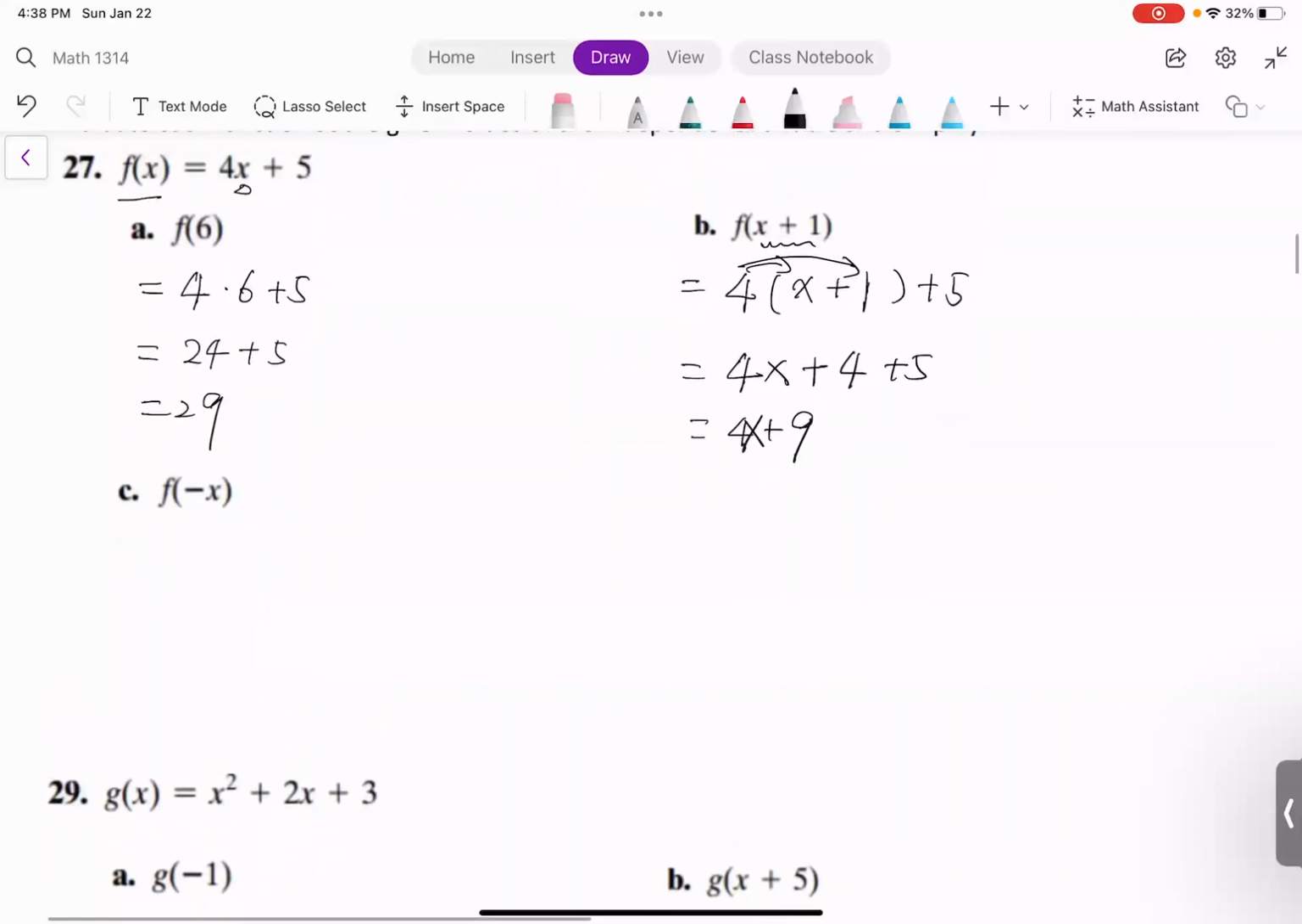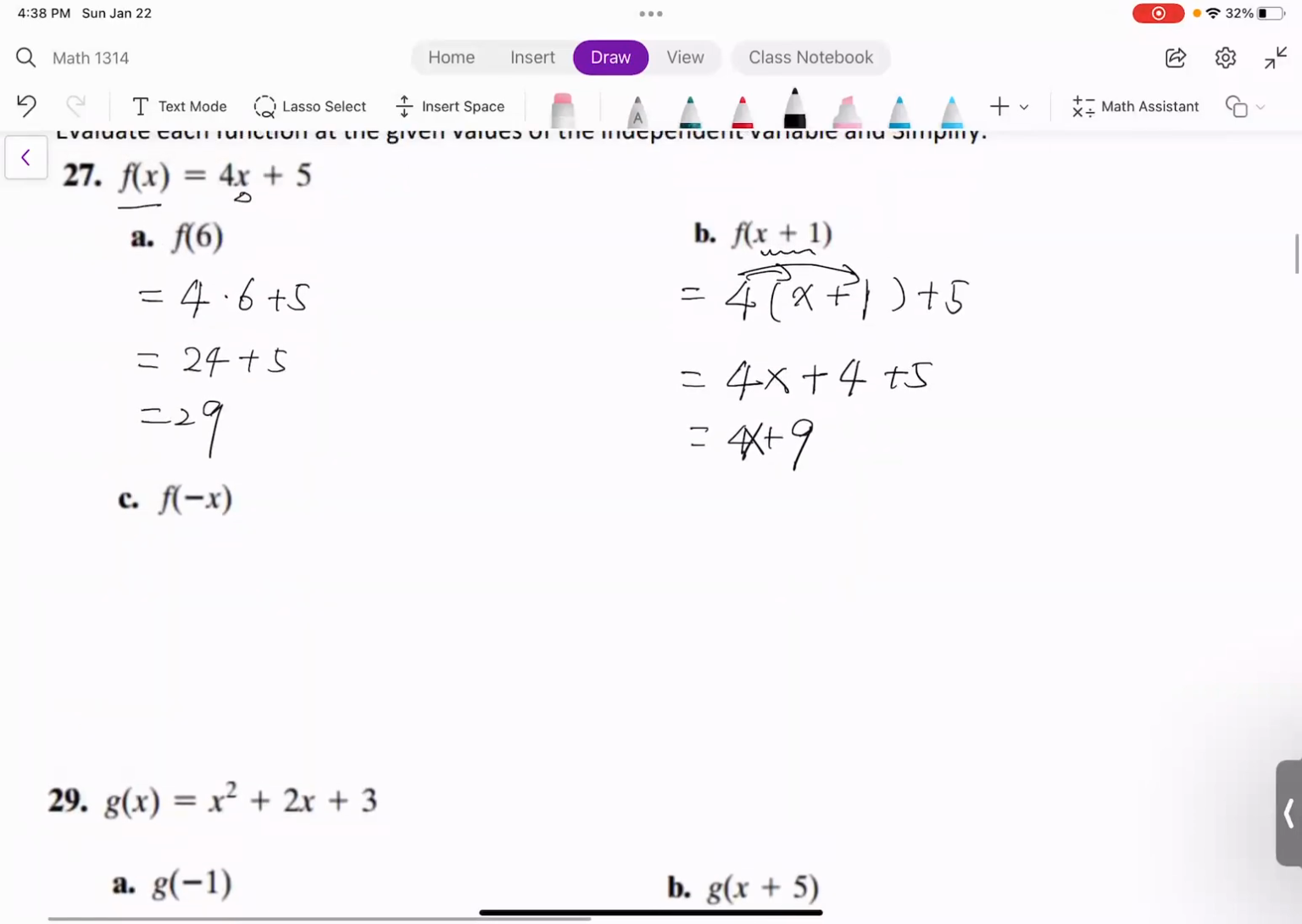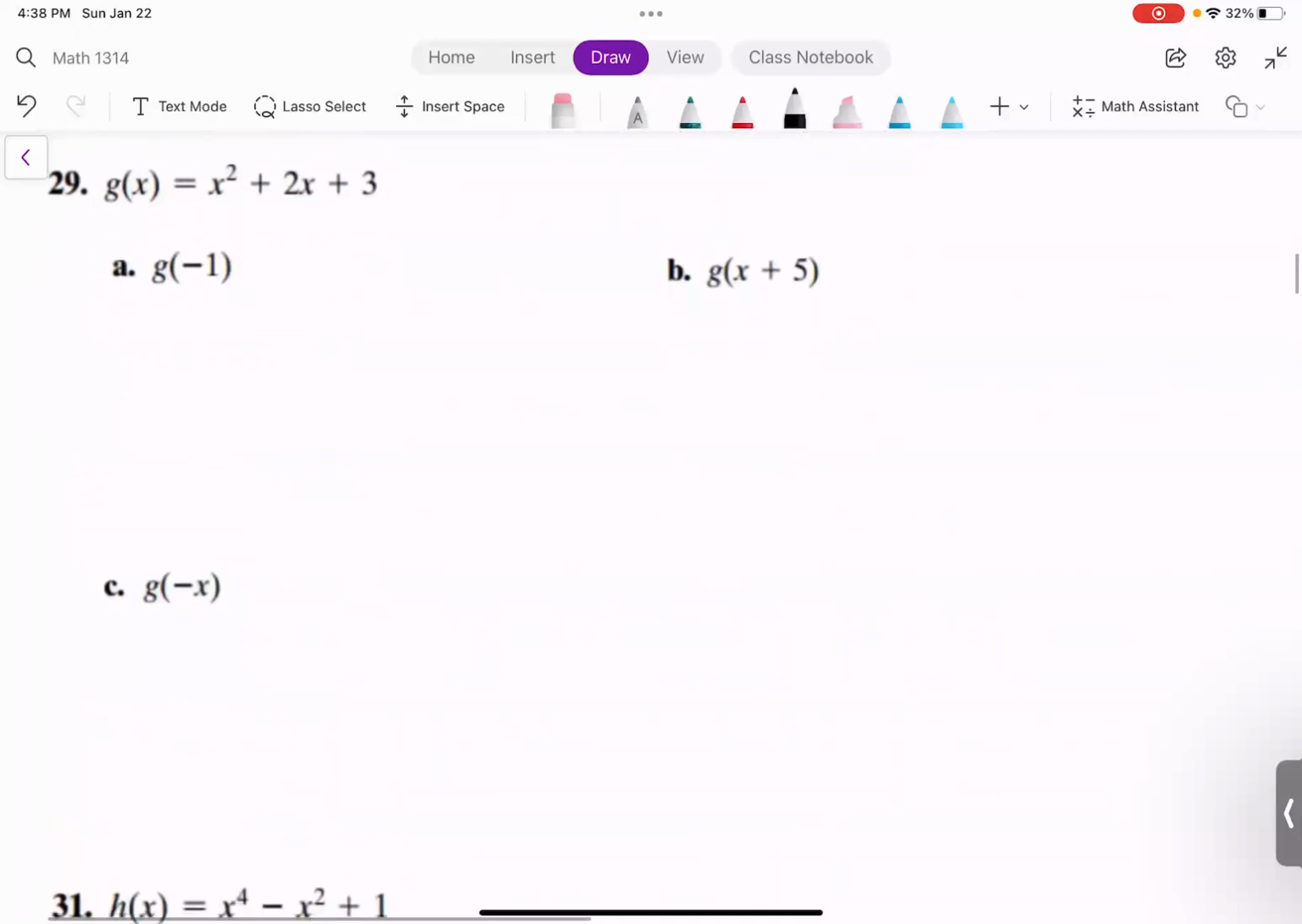Next example, we plug in negative x in the function. So 4 times negative x plus 5. So 4 times negative x is negative 4x plus 5. Okay, let's move on to see the next example, number 29.